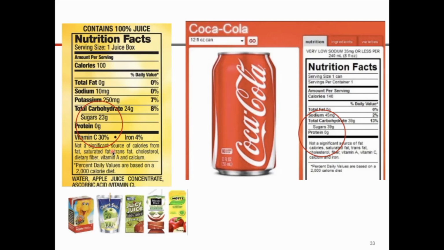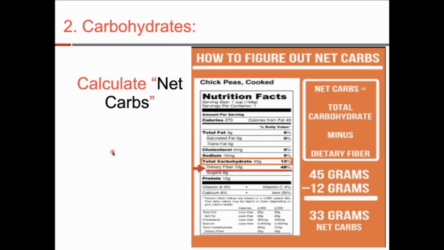And a lot of kids are getting that kind of stuff on a regular basis. Then we wonder why childhood obesity is sitting at the numbers it's currently sitting at. So the next topic is carbohydrates.